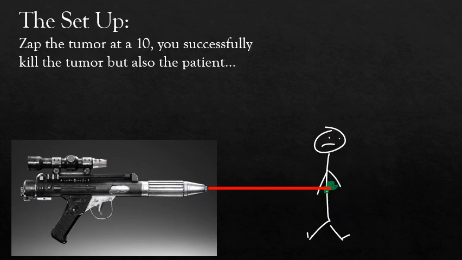You know that you can turn your ray gun up to a 10 and that will successfully kill the tumor, but unfortunately, the whole conundrum here is that if you do that, it will not only kill the tumor, it will punch through all the surrounding tissue, it'll come right out the other side of the patient, and it will kill the patient. So while you've succeeded in solving the problem of the tumor, you've also created a new problem, which is a dead patient.